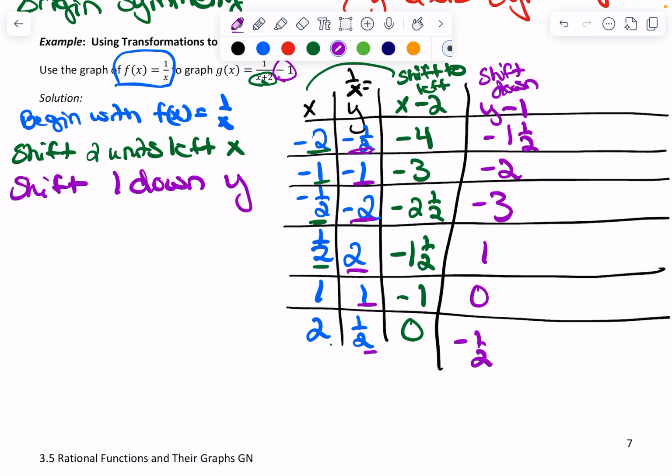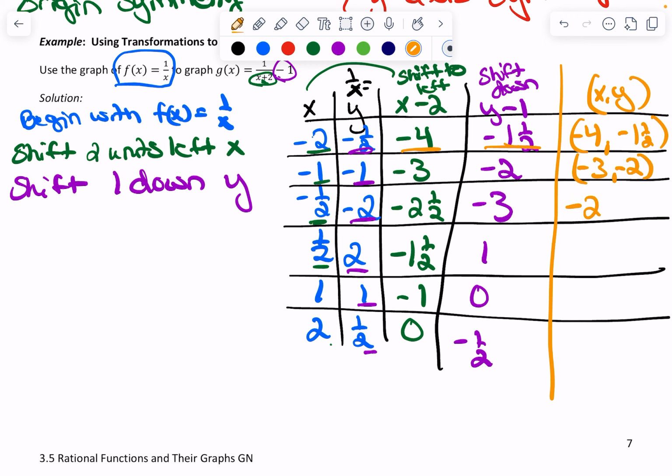Okay, so let's look at our points now. So x, y. We shifted x to the left, so it's negative 4. We shifted the y down, so it's negative 1.5. Negative 3, negative 2, negative 2.5, and negative 3. Negative 1.5 and 1. Negative 1, 0, and 0, and negative half.